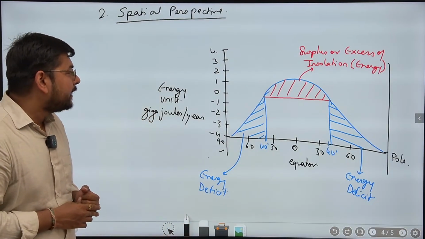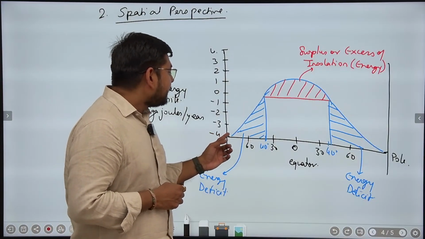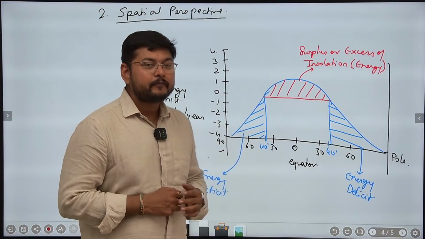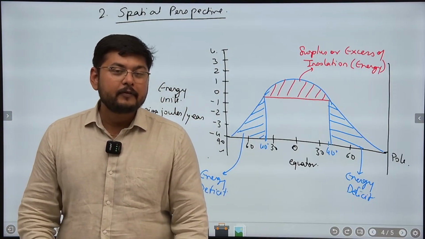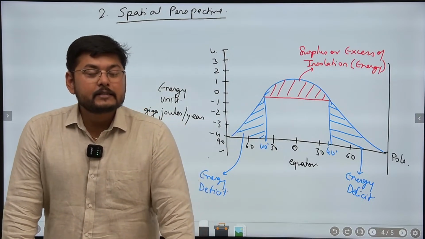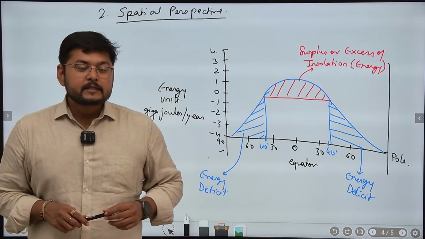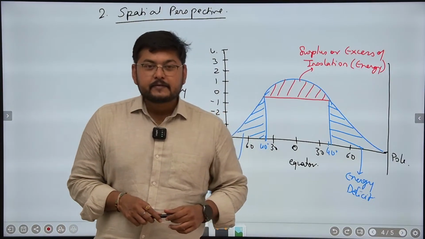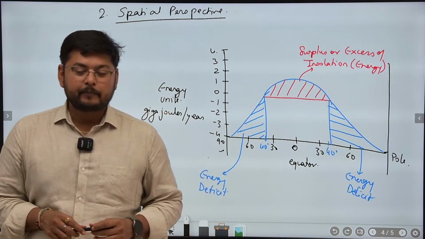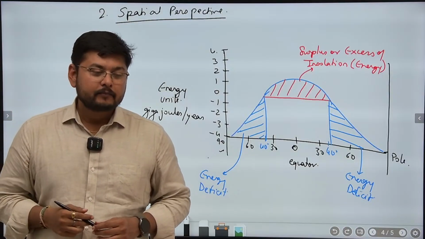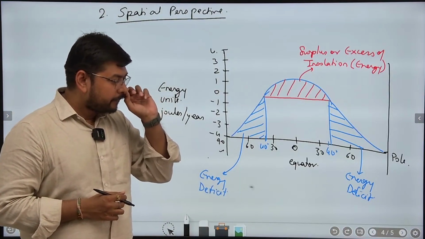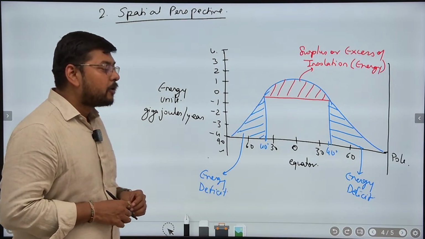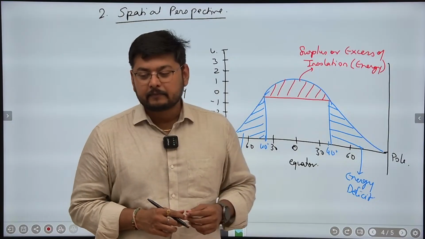While from 40 degrees to 90 degrees north and 40 degrees to 90 degrees south of latitude, there is a deficit of energy or deficit insolation. Okay, in the bracket we will write, because of the change in obliquity of the Earth's surface. Bracket close.